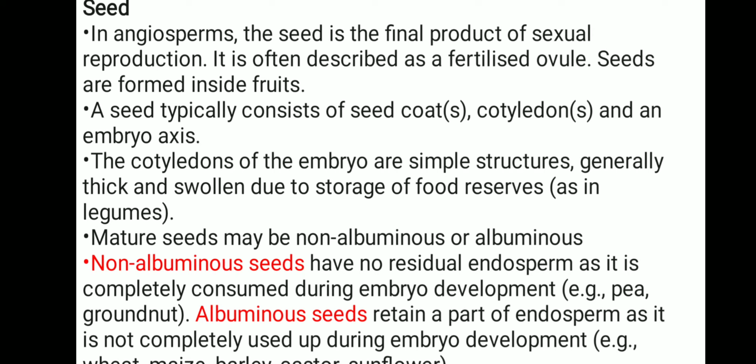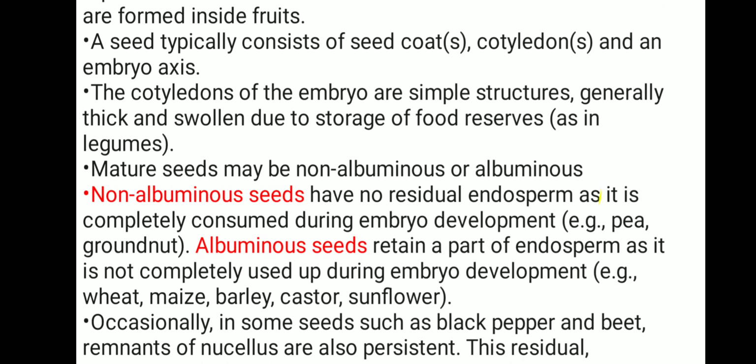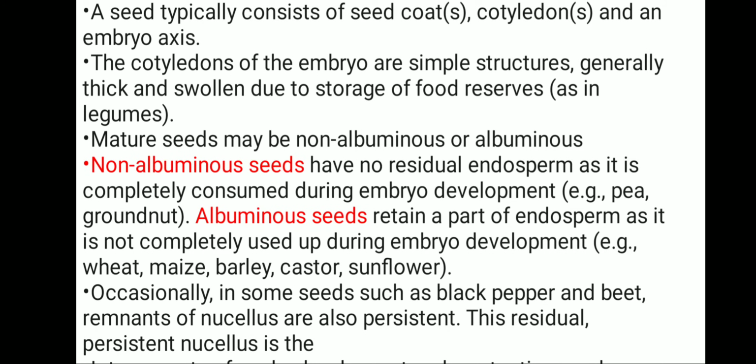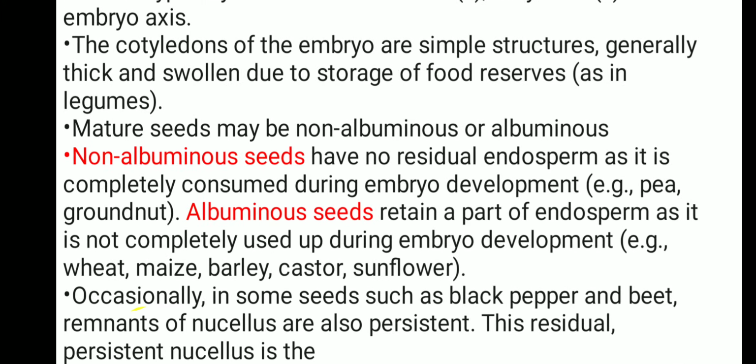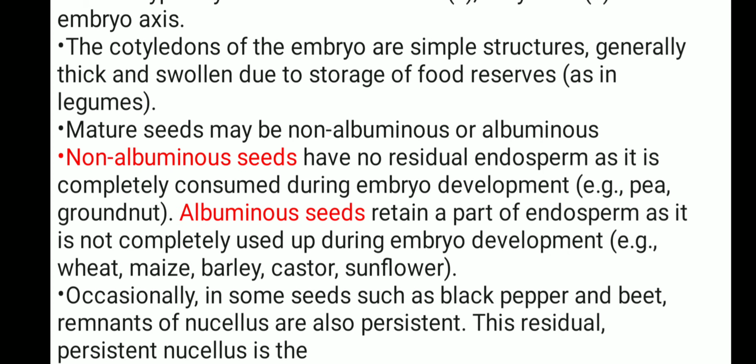So the seeds in which the endosperm is completely used up are called non-endospermic seeds, and the other ones in which the residual part of the endosperm persists are called albuminous seeds. It retains part of the endosperm as it is not completely used up during embryonic development. Examples are wheat, maize, barley, castor and sunflower. For your examination, the difference between albuminous and non-albuminous seeds is quite important, as well as their examples.